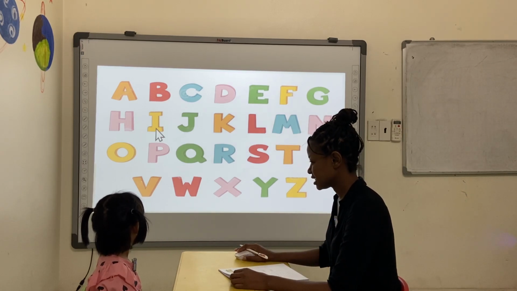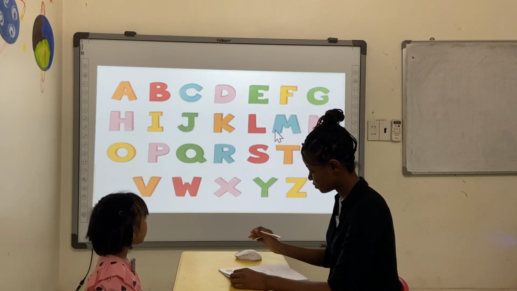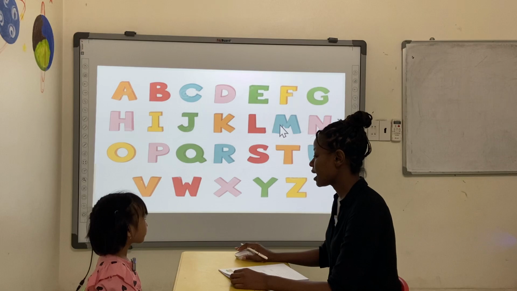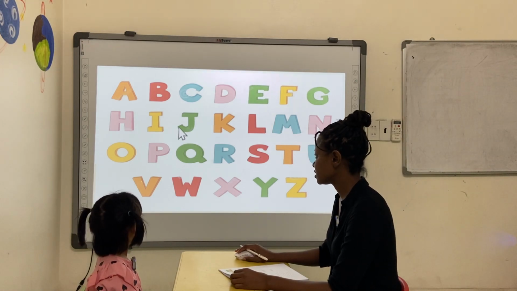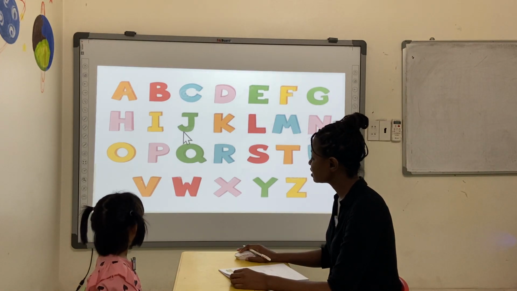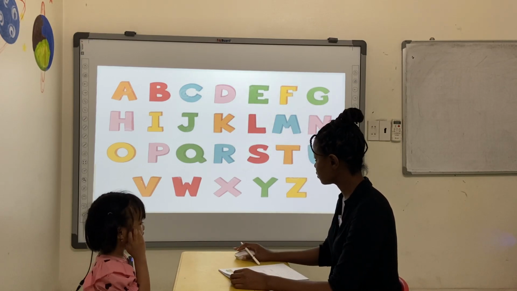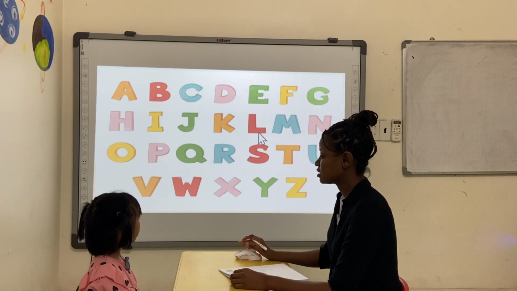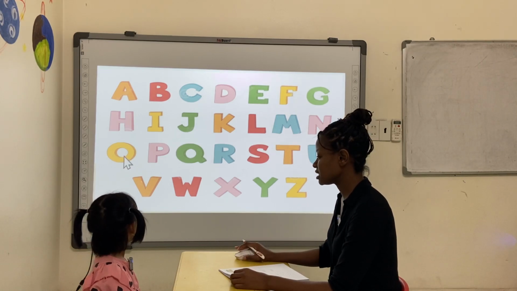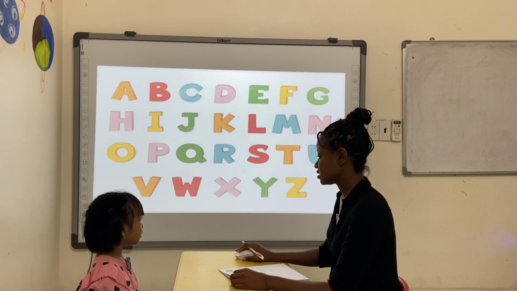What letter is it? This is letter T. I. What letter is it? This is letter M. N. What letter is it? Letter G. Letter J. Letter K. What letter is it? It's letter K. Good. What letter is it? It's letter L. Good. What letter is it? It's letter O. What letter is it? It's letter U.